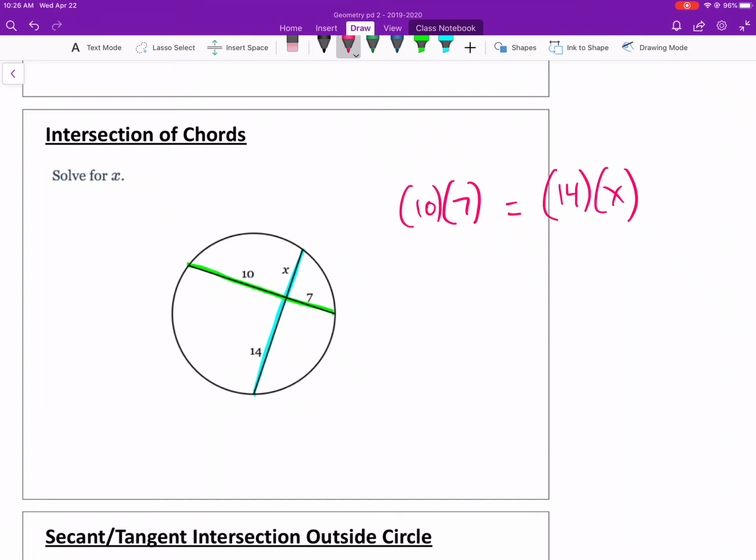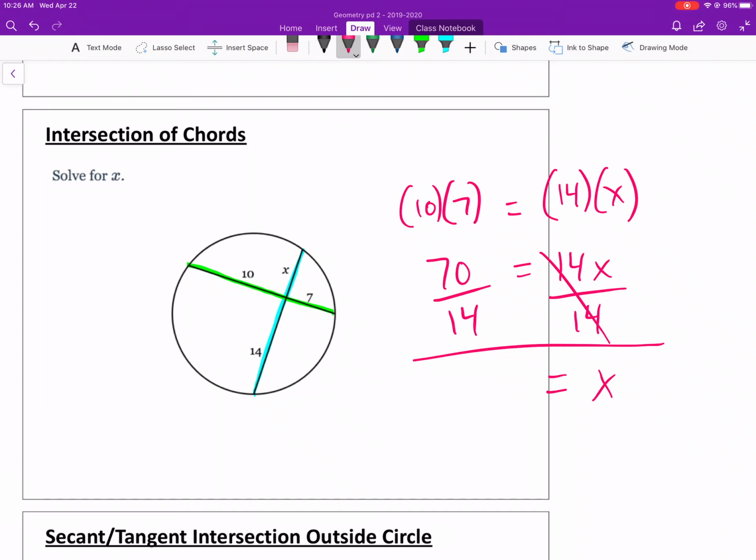So the two pieces of the blue multiplied together, the two pieces of the green multiplied together, and set them equal to each other. So we get 70 is equal to 14x, divided by 14. X equals 5. 70 divided by 14 is 5. Now this is the only way in Delta Math that they ask this question.